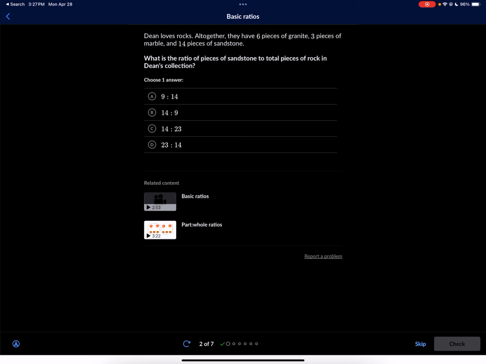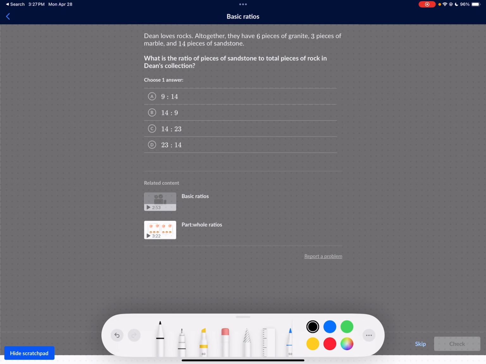Dean loves rocks. Altogether, they have 6 pieces of granite, 3 pieces of marble, and 14 pieces of sandstone. What is the ratio of pieces of sandstone to total pieces of rock in Dean's collection? So we have 6, 3, and 14. That's our total, correct? If we add 6 and 3 and 14, what will this give us? You can go ahead and pause this right now, and we'll get back to it. 23. So 23 is our total.